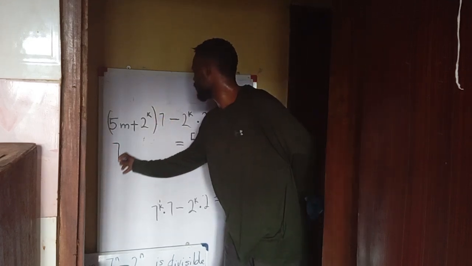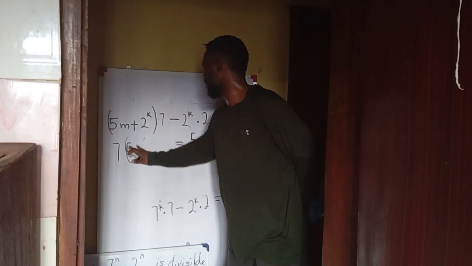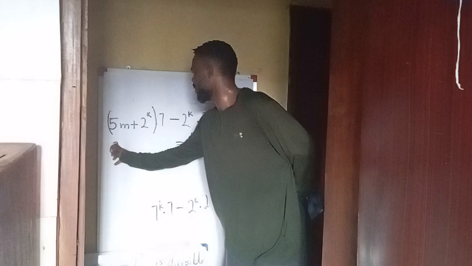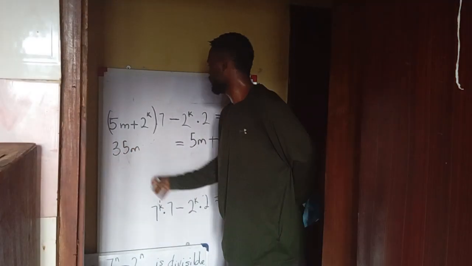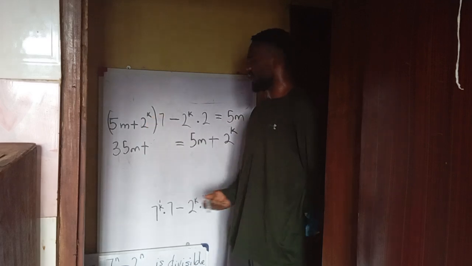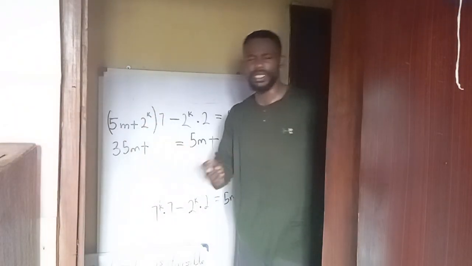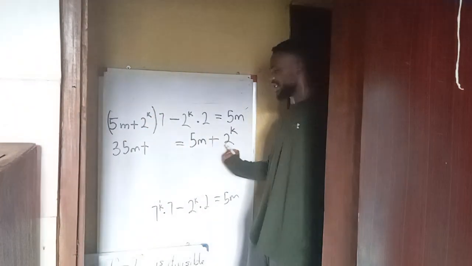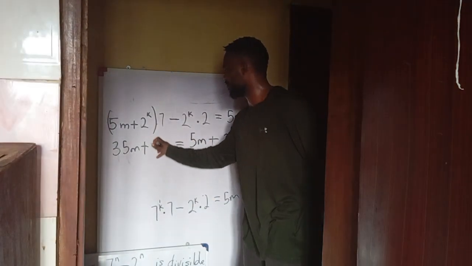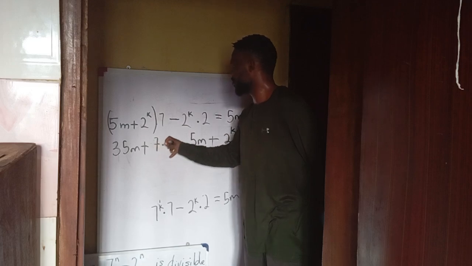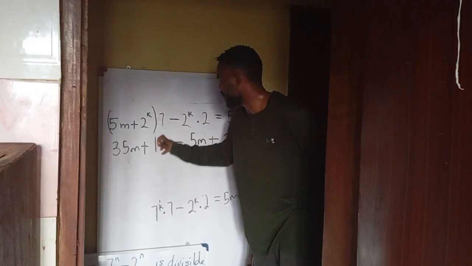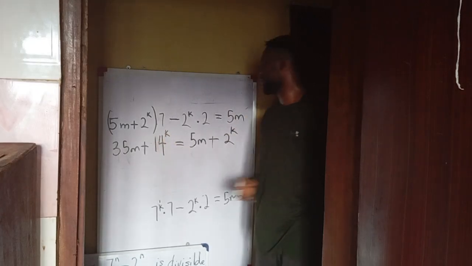Then I have 7 into 5m. So let's say 7 times 5m is 35m. 7 times 2^k is plus 14^k. But I will not be fast to do that because I see that this side I also have 2^k. So I don't want to do that. I just leave it as 7 dots. But for those of you that don't like wide imagination, let me just write it. This becomes 14^k.